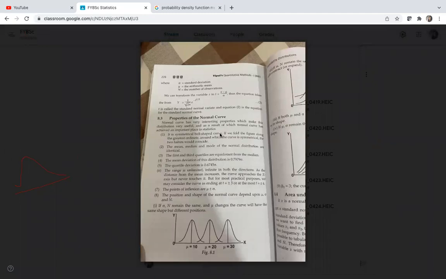Right? Now, when we see this, what are the properties? It's a bell-shaped curve and it's a symmetric curve, right? And we say that the mean, median, and mode of a normal distribution are identical. And we also said that Q2 is equidistant from Q1 and Q3. And then we said that the mean deviation of the distribution is 0.7979 times standard deviation and the quartile deviation is 0.6745 times standard deviation, right?